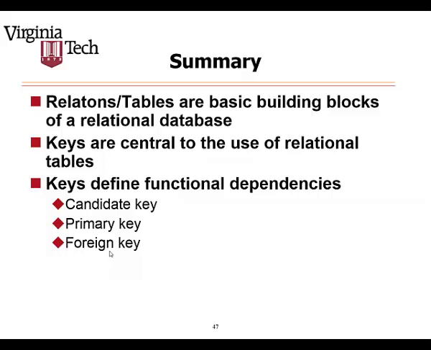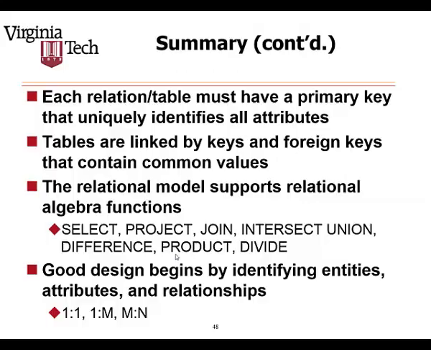So today we learned what a relation is and what keys are. We've learned that the most important thing is the primary key, and the way all relations and all relational databases are created is through the foreign key. We make relationships through keys and foreign keys that contain common values. Foreign keys contain values of primary keys that identify an instance in some other table.